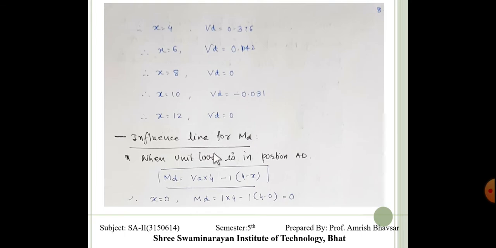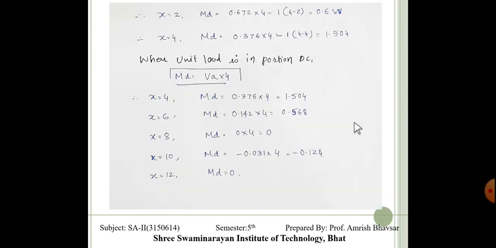Now influence line for MD. So when unit load is in position of AD, the moment at D is equal to VA into 4 minus 1 into 4 minus x. So x is equal to 0, MD is equal to 0 over here. Put all the values of VA in this equation. So x is equal to 2, MD is equal to 0.688. X is equal to 4, MD is equal to 1.504.